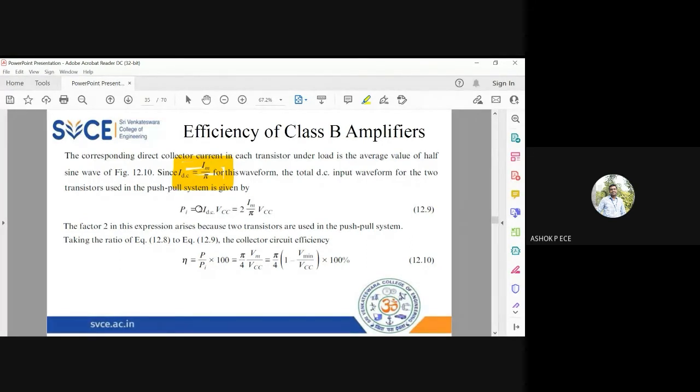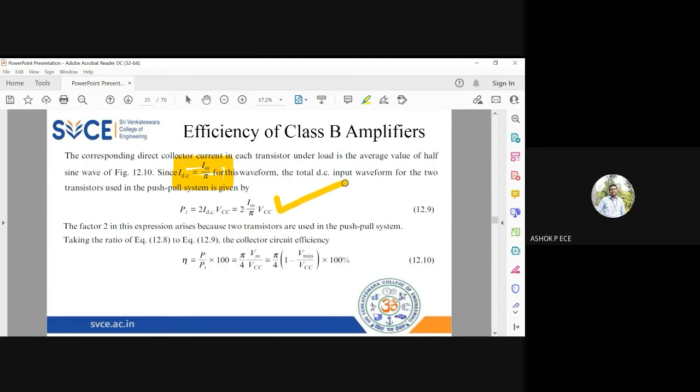So the next topic is going to be construction. Maybe in that you'll understand. Usually, power input is VCC into IC, but here it is VCC into 2 IC, because I'm going to use 2 transistors. So the current will be additive, and I'm assuming the transistors to be identical. So IC plus IC is going to be 2 IC, and that is going to be the average current. So 2 into Im by pi into VCC. This is the input power.